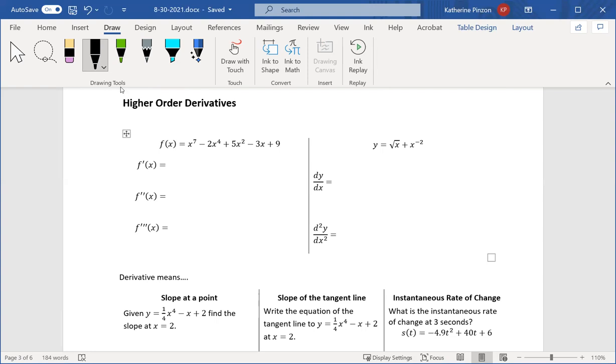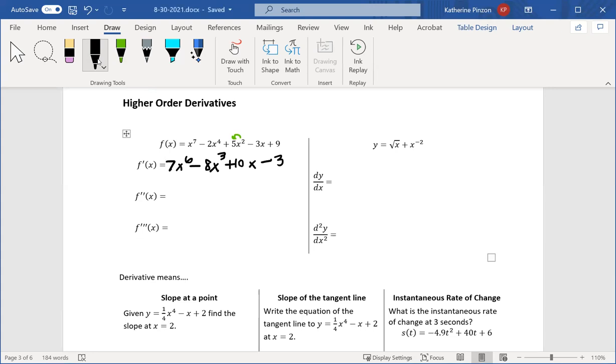So f prime of x is going to be what? 7x to the 6th, bring the power in front, subtract 1 from the power, minus 8x, because I'm going to do 2 times 4, right? I'm bringing the power in front. So I'm doing 2 times 4, 8x to the, what's my new power? 3, plus. In this one, I'm doing 5 times 2. So 10x to the, what's my power? 1. I'm not even going to write that down. Minus, what's the derivative of 3x? 3 plus, what's the derivative of 9? 0. Done.